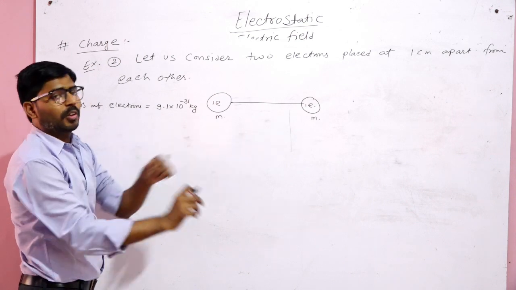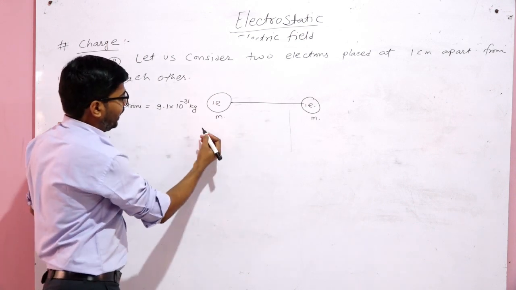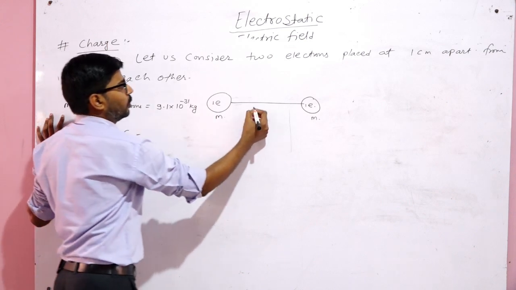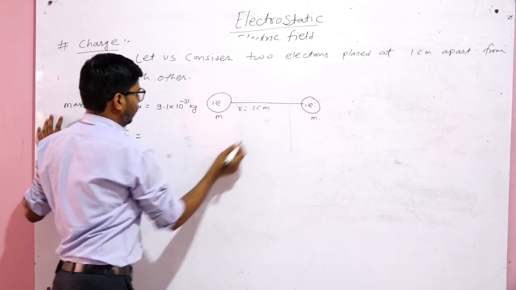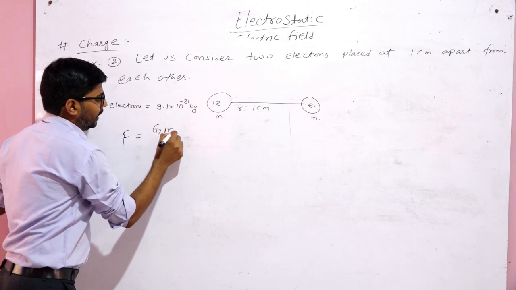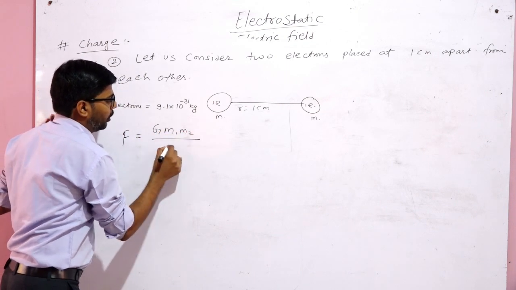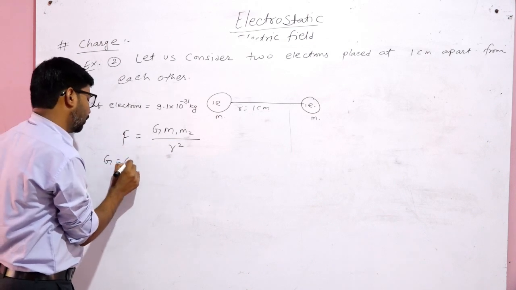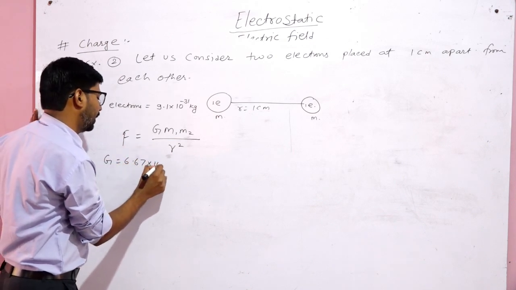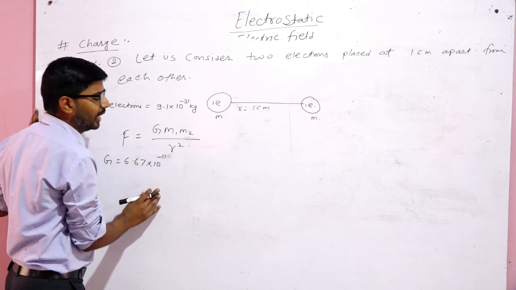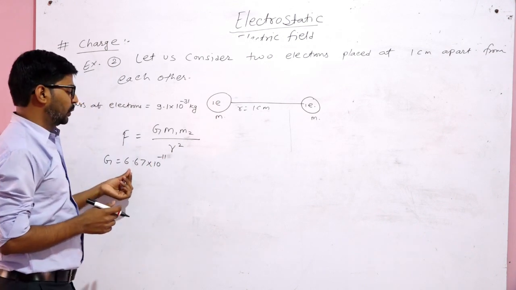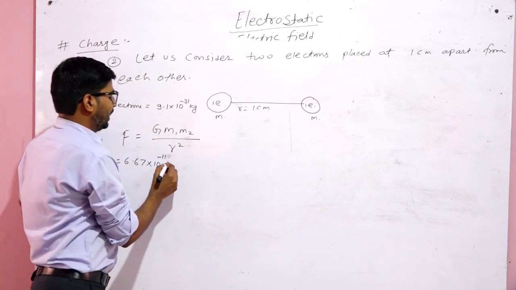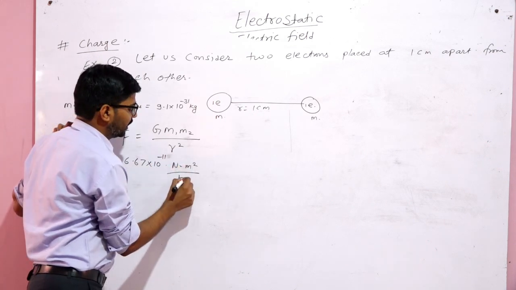By gravitational force we can calculate the force, and the force is F is equal to G m1 m2 upon r square. The value of G is equal to 6.67 multiplied by 10 raised to power minus 11 square Newton upon kg square.